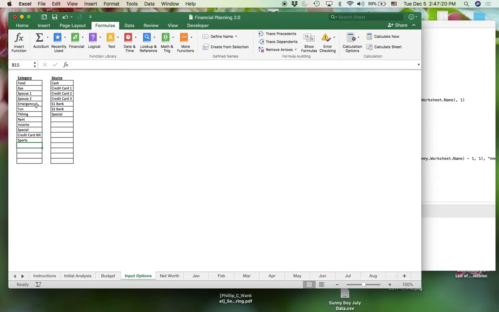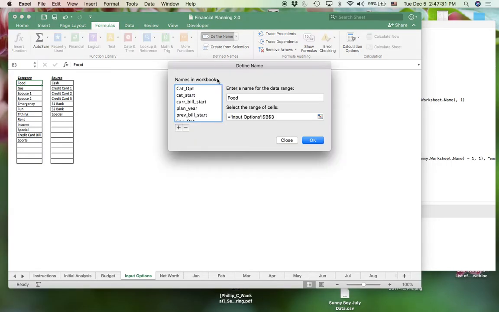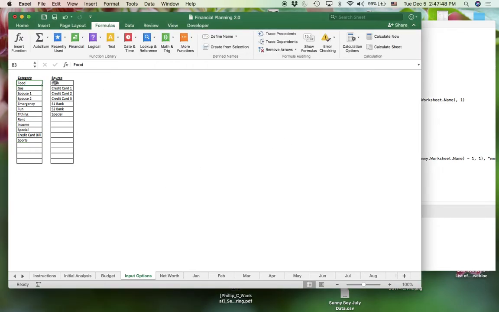So we'll move on to the input options. These are the categories, or the various things that the person can spend money on or get money from. You can't see it, but there are a lot of names used in this. Cat start is just up here at the top where the categories start, and then the different options are named in this dynamic range. As you can see, it covers all the different categories. If we remove or add any, that will change, as well as on this source.